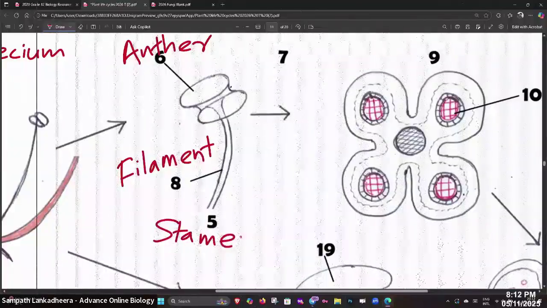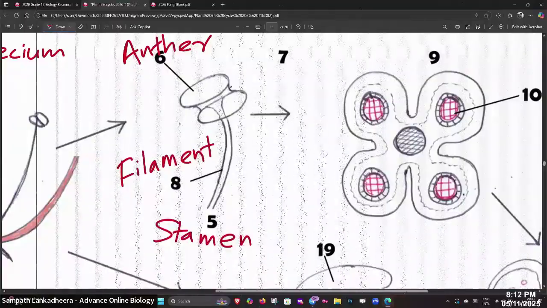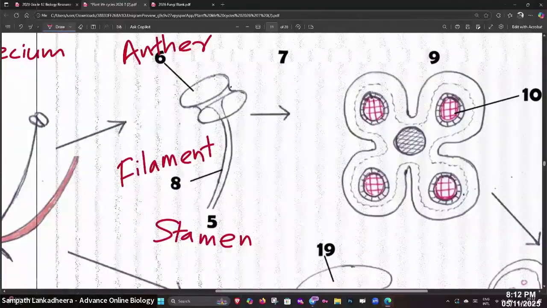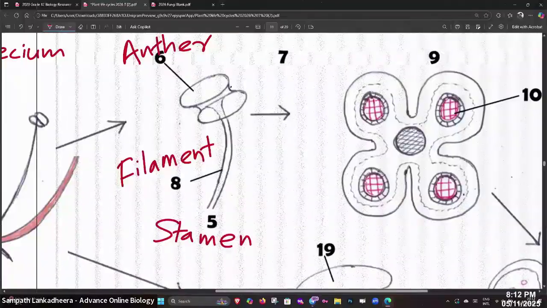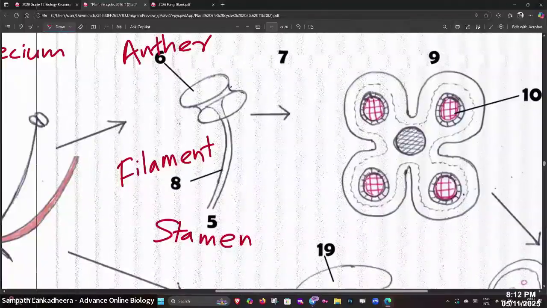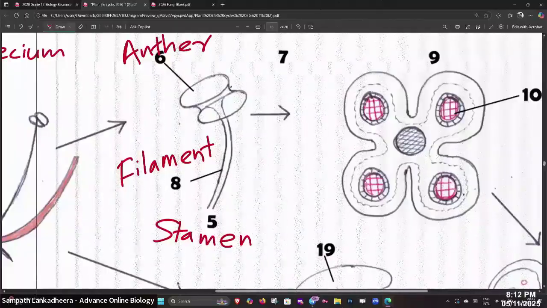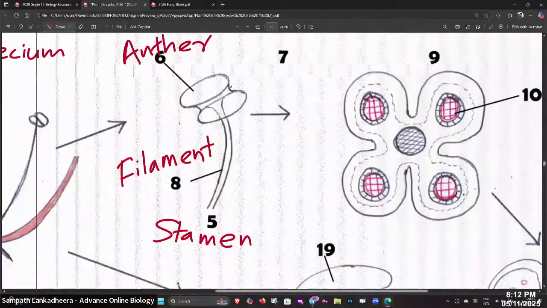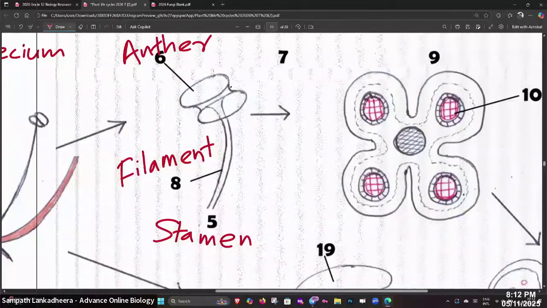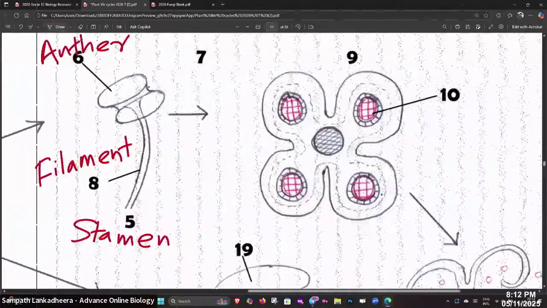Number 5, stamen. I would like to see that you follow your books, right? If you can follow your books, better. If you can follow your life cycle.